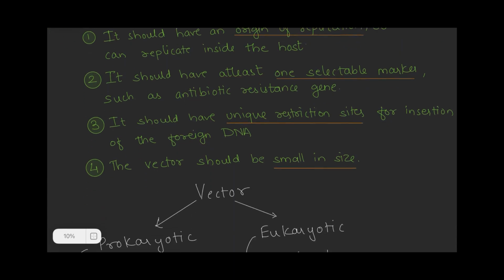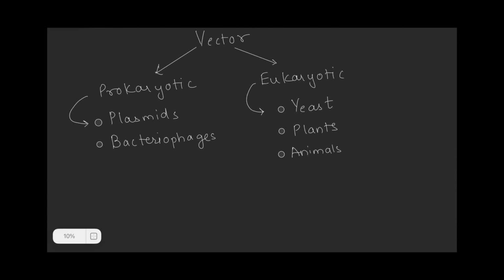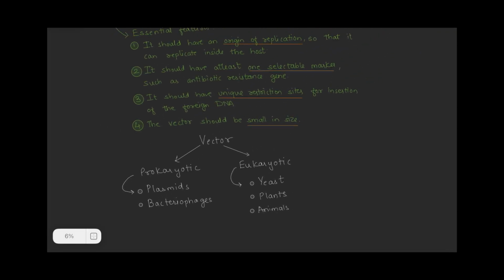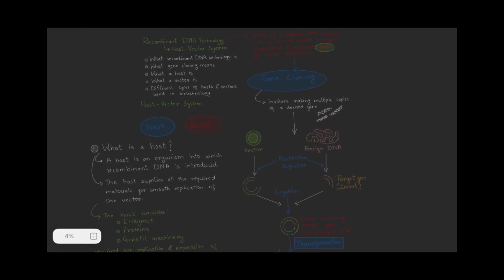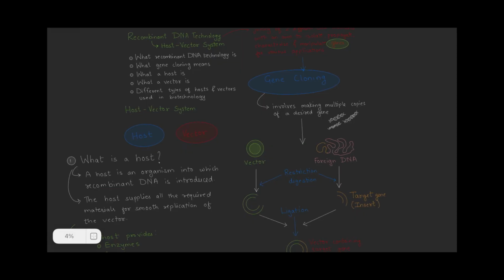These are essential. The vectors can be divided into prokaryotic vectors and eukaryotic vectors. Prokaryotic vectors include plasmids and bacteriophages, and the eukaryotic vectors include yeast, plant, and animal vectors. In the upcoming videos, we'll go deeper into the different vector systems. We will study the plasmid vectors in detail, bacteriophage vectors, and how specific vectors like pBR322 and pUC19 are structured. Also understand how cloning actually happens at the molecular level. So this video gives you the foundation, and the next videos will build the structure.